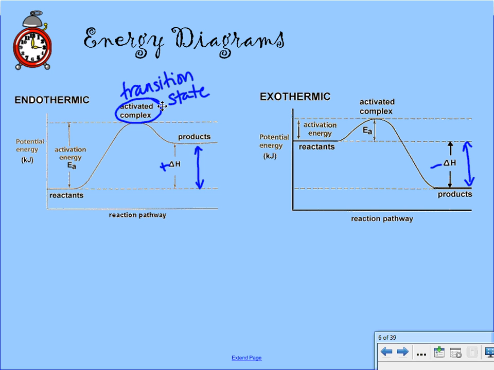You should be able to identify the difference between an endothermic and an exothermic energy diagram. You should be able to label the enthalpy change, label the activation energy, and label where the transition state or the activated complex is.